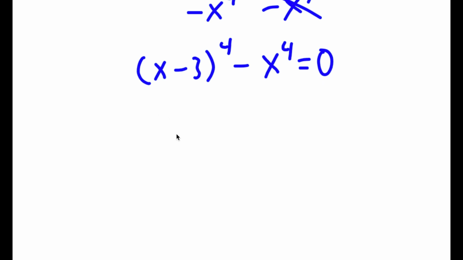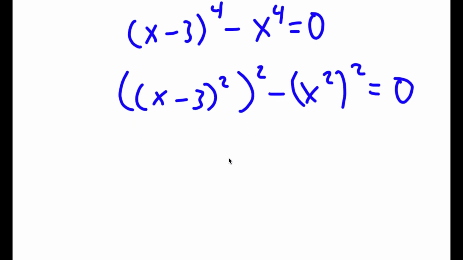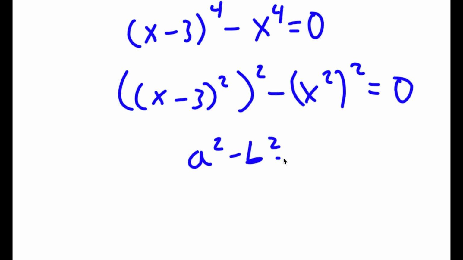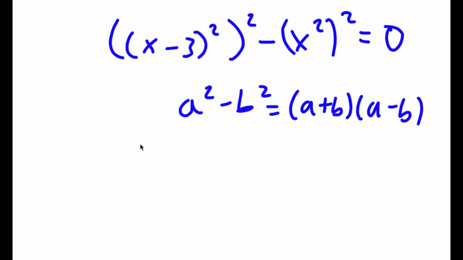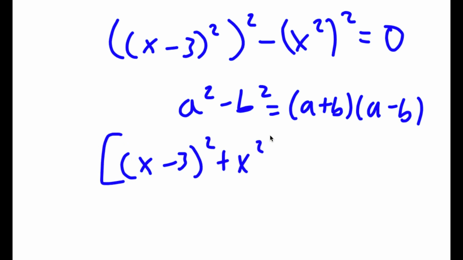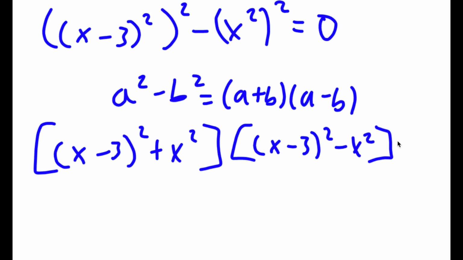Now, I'm going to rewrite this as ((x − 3)^2)^2 − (x^2)^2 is equal to 0. And if I have something in the form a squared minus b squared, this is equal to (a + b) times (a − b). So this is going to equal ((x − 3)^2 + x^2) times ((x − 3)^2 − x^2) is equal to 0.